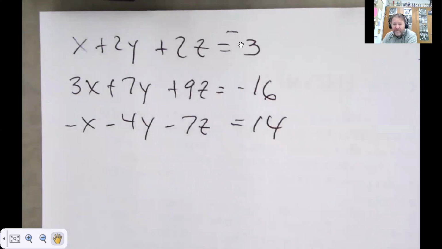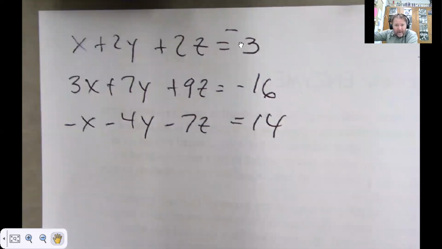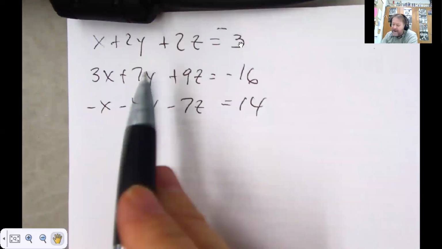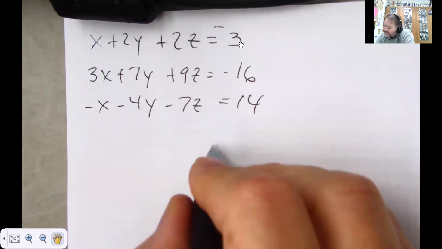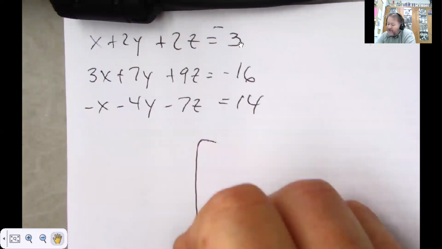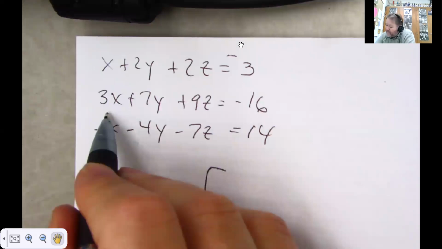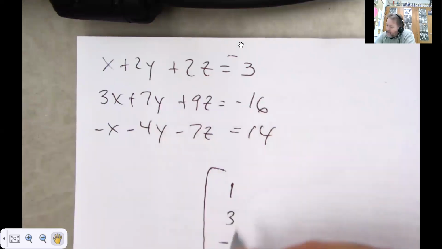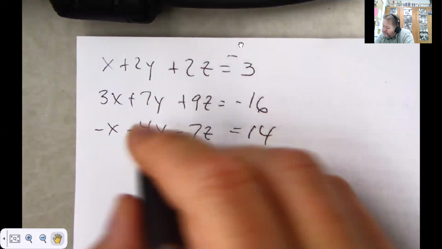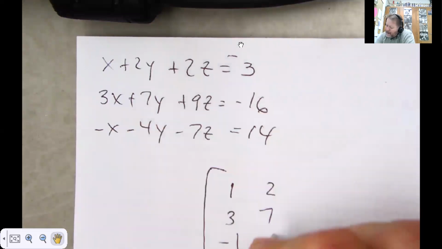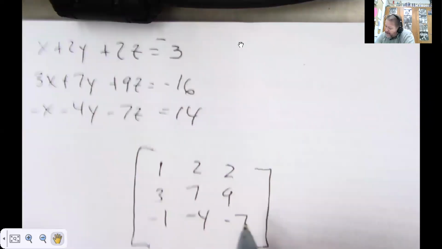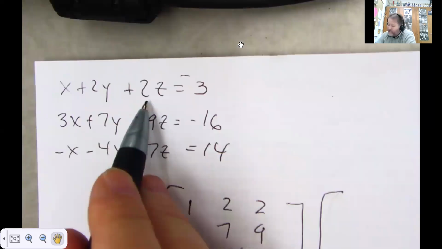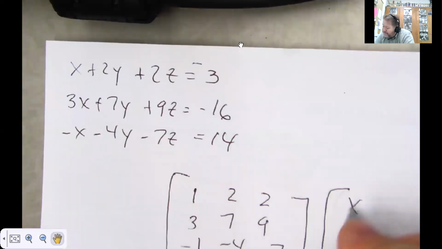If you want to write this down, you can hit pause, but I'm going to blast through it. We're going to write this system in matrix form. We take the coefficients matrix here, which is 1, 3, -1, and this is 2, 7, -4, and this is 2, 9, -7. And we're going to multiply this by the variables we have, which are x, y, and z.